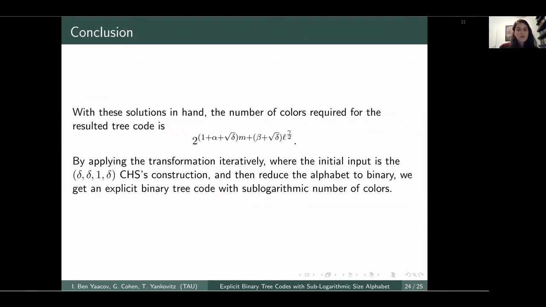Concluding it all, with these solutions in hand, the number of colors required for the resulting tree code is presented in the slide. By applying the transformation iteratively, where the initial input is the delta-delta-1 delta CHS construction, and then reducing the arity to binary, we get an explicit binary tree code with a sub-logarithmic number of colors.